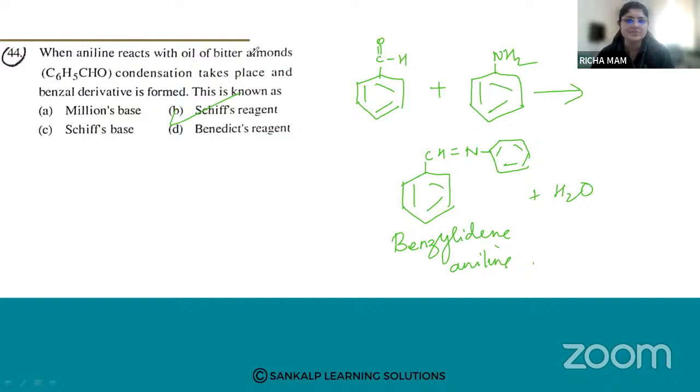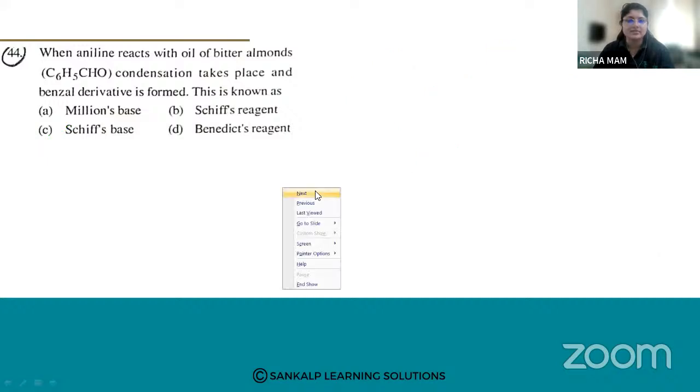It is called the Schiff's base reaction. Sorry, not Schiff's reagent, Schiff's base reaction. Option number C. So benzaldehyde reacts with primary aromatic amines and forms Schiff's base. Option number C, it forms Schiff's base.